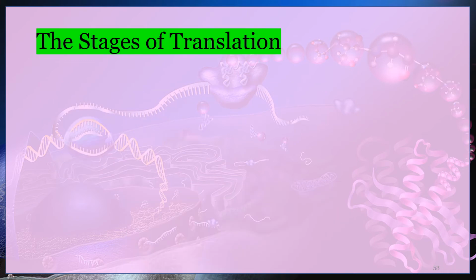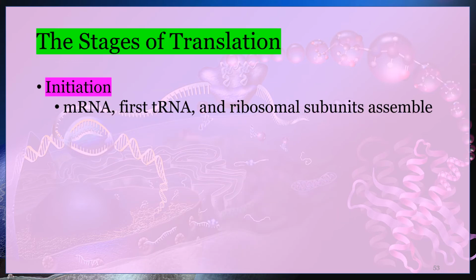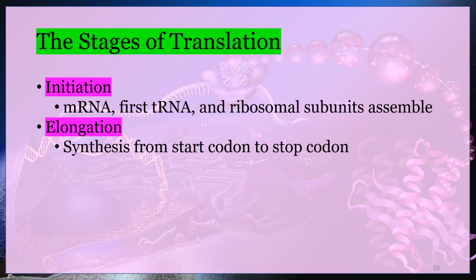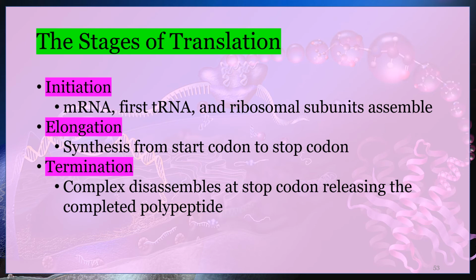We then have stages of translation. We first have initiation, in which messenger RNA, first tRNA, and ribosomal subunits assemble. We then have elongation, with the synthesis from the start codon to the stop codon. And then we have termination, in which the complex disassembles at the stop codon, releasing the completed polypeptide.